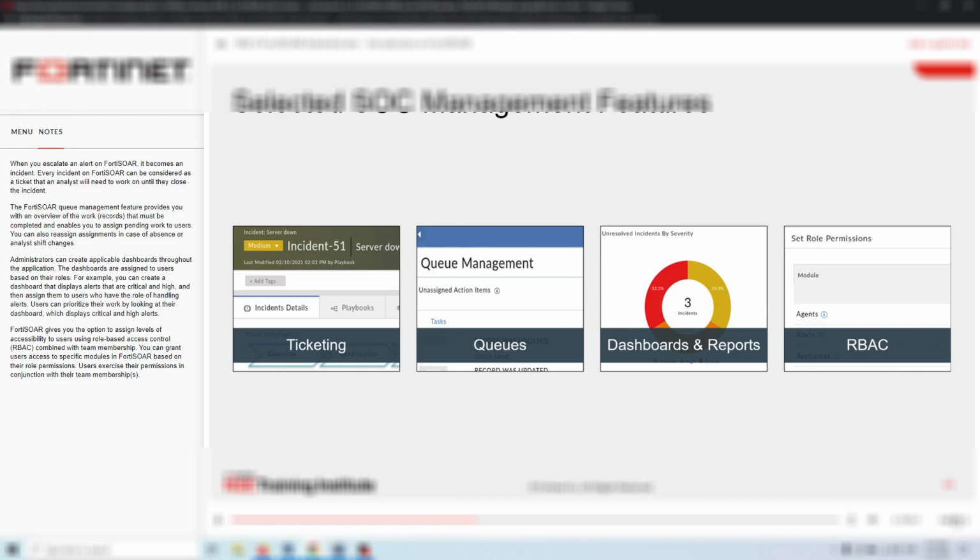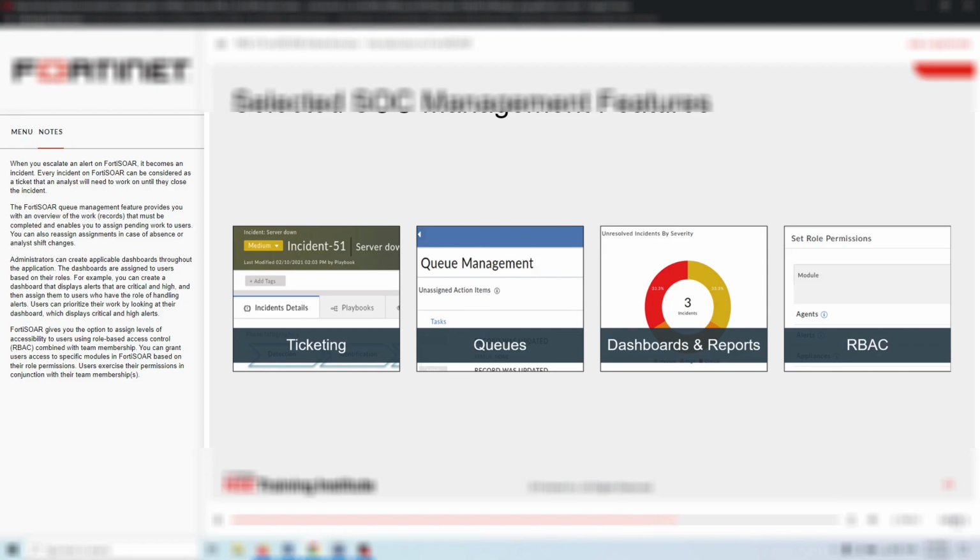Administrators can create applicable dashboards throughout the application. The dashboards are assigned to users based on their roles. For example, you can create a dashboard that displays alerts that are critical and high, and then assign them to users who have the role of handling alerts. Users can prioritize their work by looking at their dashboard, which displays critical and high alerts.